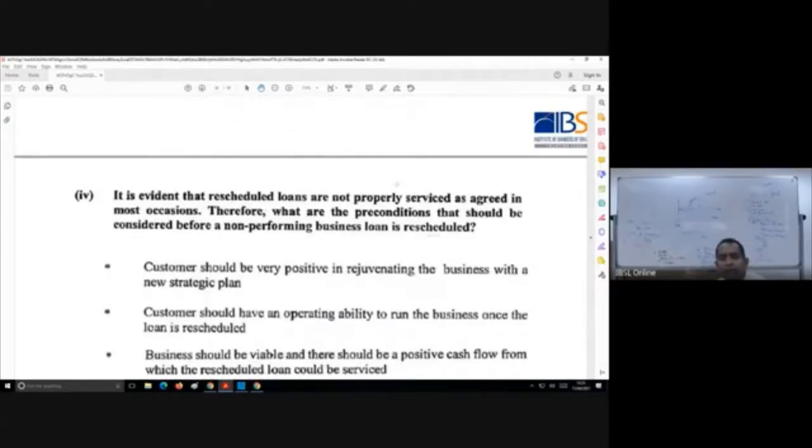It is evident that rescheduled loans are not properly serviced as agreed on most occasions. Therefore, what are the preconditions that should be considered before a non-performing business loan is rescheduled? The customer should be very positive. We should not reschedule if the customer is not positive about turning around his business, settling dues and continuing the business. The customer should have the operating ability to run the business once rescheduled. We reschedule, give concessions, reduce repayments, whatever. After that, he should be able to tackle that repayment with whatever cash flows are possible. The customer should be positive, and the current cash flow should be able to absorb the repayment.